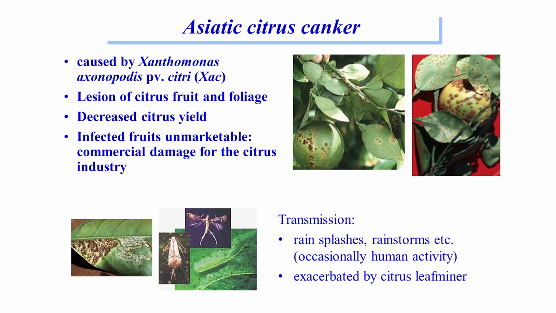And I'm going to use an example here of something called Asiatic citrus canker, but I could have chosen one of many. It's caused by a bacterium. I've already introduced it to you. It's transmitted by rain splash, rainstorms, can be exacerbated by this leaf miner here, and it is in danger of eliminating citrus production in a number of parts of the world.